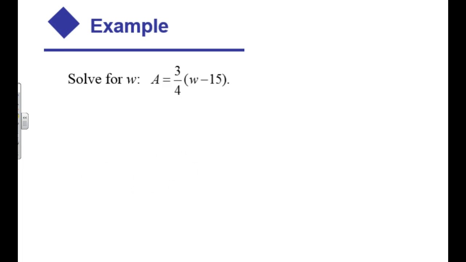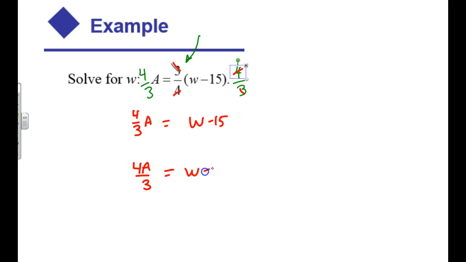To undo multiplication, I usually divide, but instead of dividing by a fraction, I'm going to multiply by the reciprocal. I can do anything I want as long as I do it to both sides. So I'm going to choose to multiply both sides by 4/3. Notice that everything on the right side cancels except for the w minus 15, and over here I'm left with a 4/3 a. And I hope you recognize 4/3 a is the same thing as 4a divided by 3. You can write it either way.